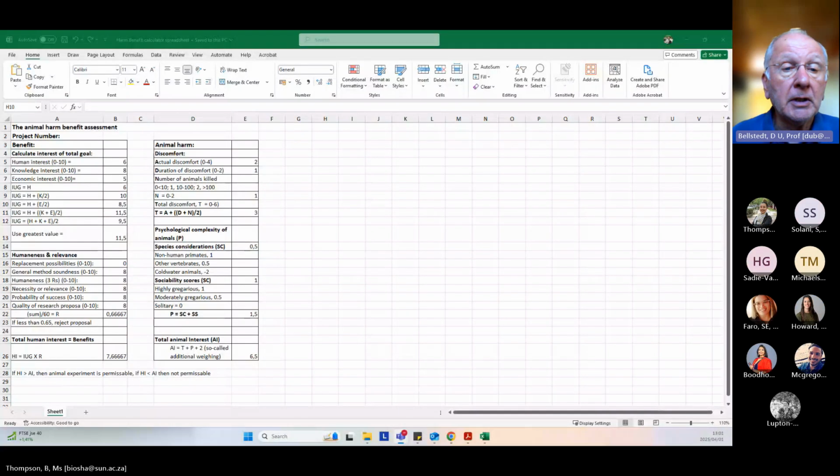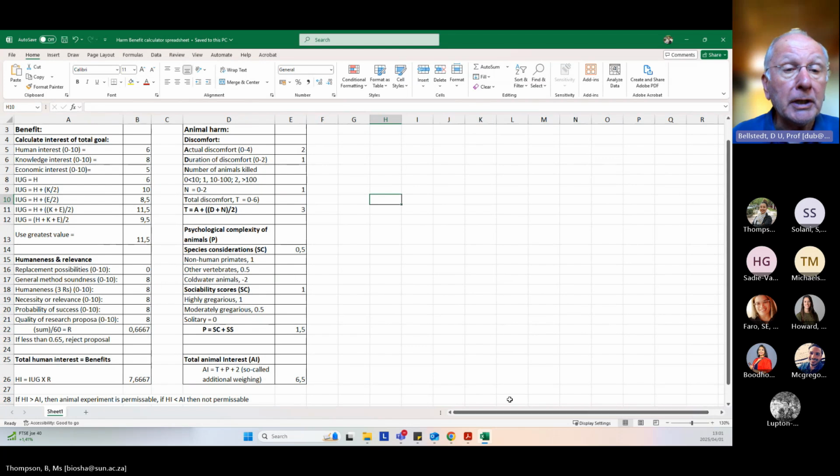It may be that you are a PhD student and that you are considering using animals. Many PhD students, or many students, are actually asked to do their ethics applications themselves. Here is the animal ethics spreadsheet, which one can fiddle with and fill in values. What I've done here is I've just filled in a couple of values. On the left is the benefit, and on the right is the animal harm.